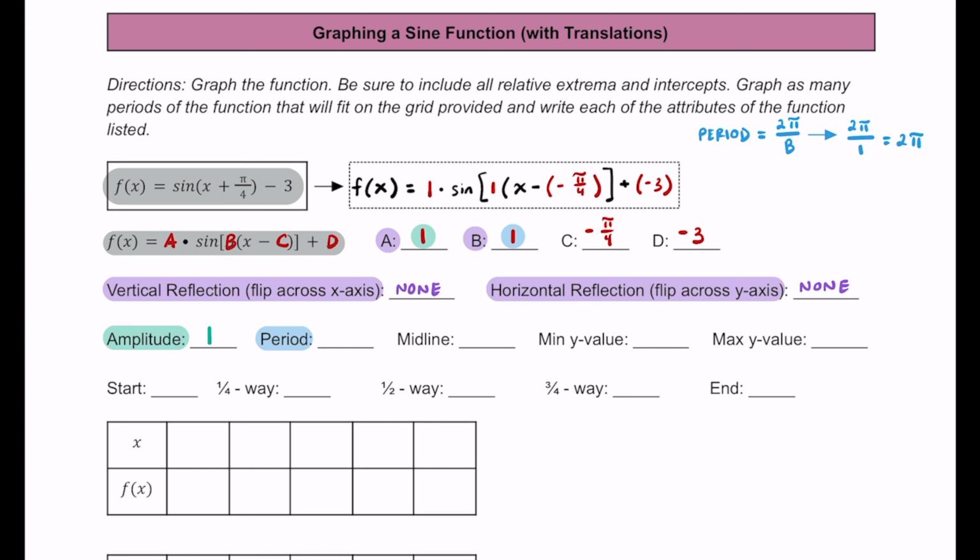Again, if you're on a number line or on a graph and you're trying to approximate this, keep in mind that this is going to be approximately 6.28. So if you're a little confused looking at an x-axis, you can look for that as well.